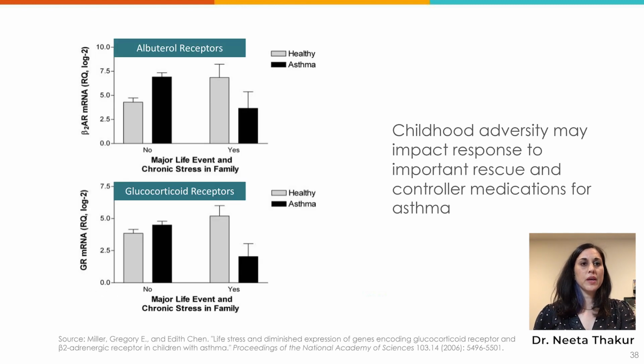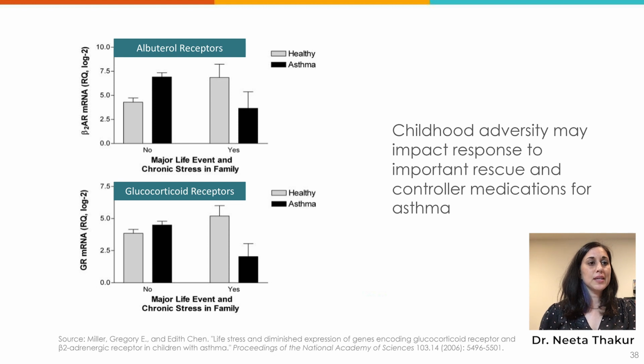And this has important implications because chronic elevation of cortisol or the catecholamines may actually impact our response to important rescue and controller medications for asthma. In this study by Miller and Dr. Chen, we see that children that have major life events and chronic stress tend to have downregulation of the receptors that respond to our rescue therapies. So in the top graph, we see downregulation of albuterol receptors or beta-2 agonist receptors in those kids that have asthma, which is our main rescue therapy for asthma.